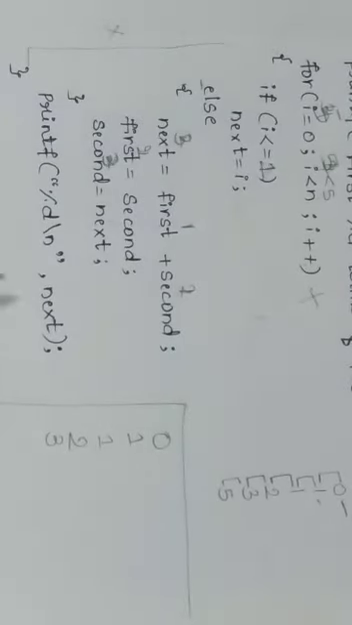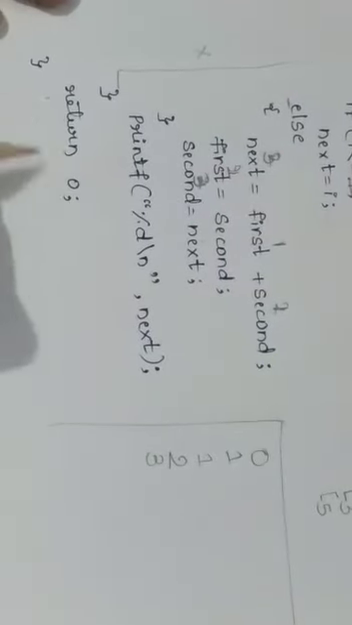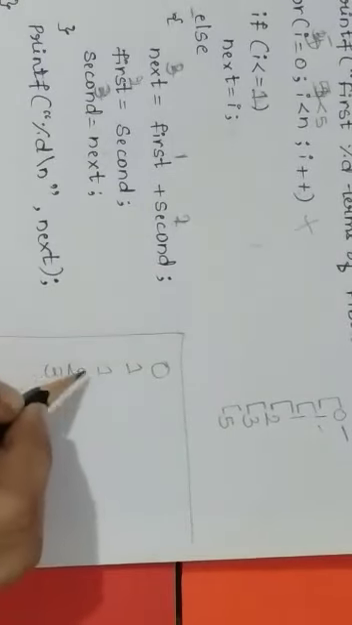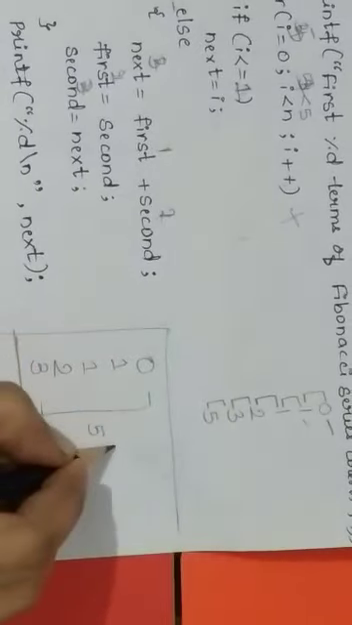It becomes 5 now. Is 5 less than 5? No, condition is false. Means it will not execute this whole statement. It will come to return 0. Means terminate the program. And what is displayed here? 0, 1, 1, 2, 3. These are the Fibonacci series up to 5 terms.